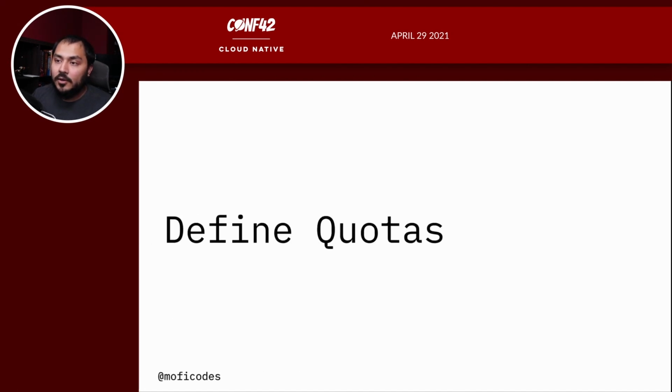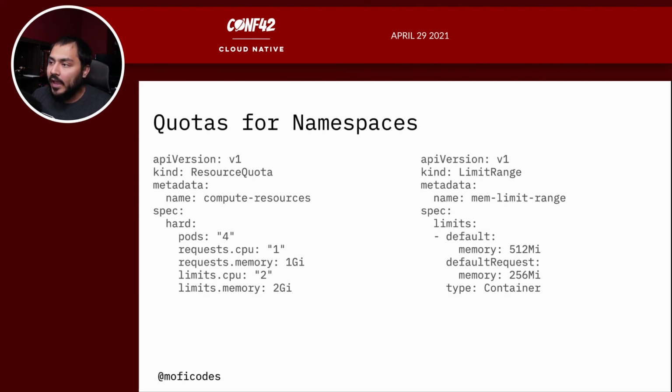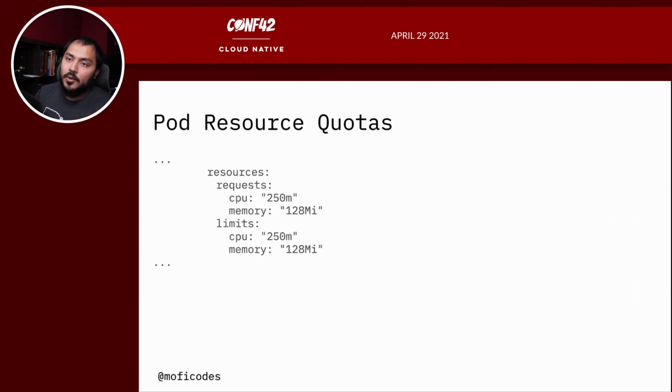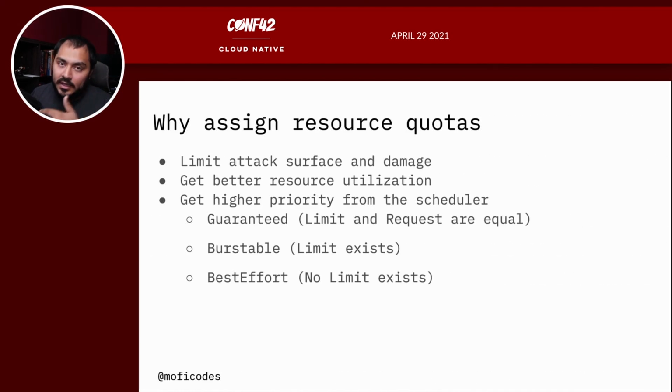Define quotas. For every resource you create, you can define some sort of quota. In this example, we're creating a resource quota and adding limits, like how much memory and how much CPU you want to give. In every single pod, you can also create a resource quota by saying we want to use 0.25 CPU and 128 megs of RAM, and also set different limits as well. So why is using resource quota a security mechanism?